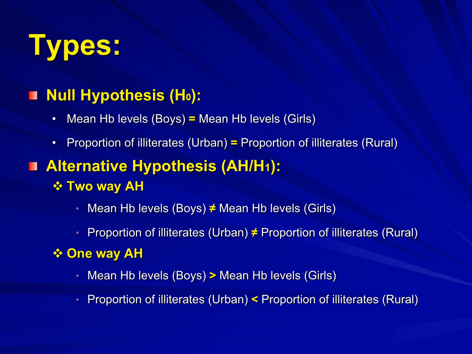Now let's take the second example. Suppose your study objective is to compare the illiteracy levels in urban and rural population. So guess what will be your null hypothesis? Your null hypothesis will be: the proportion of illiterates in urban area is equal to the proportion of illiterates in rural area, means there is no difference between the proportion of illiteracy between urban and rural area. Clear? This is your null hypothesis.